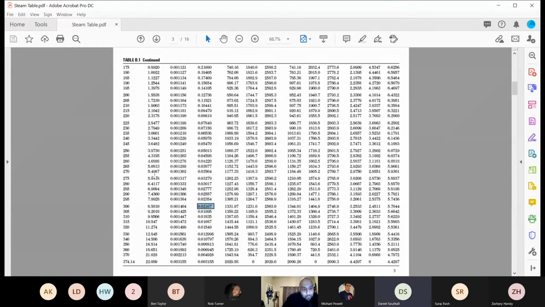Are you on the standard steam table here then? This isn't the superheated one. I'm not. Now, you see, that's what I'm saying. I'm using standard steam tables because if it's within the mountain, you've got to use standard steam tables.